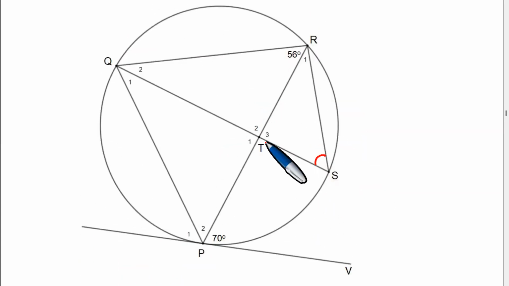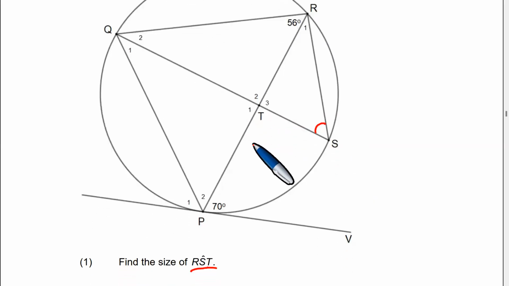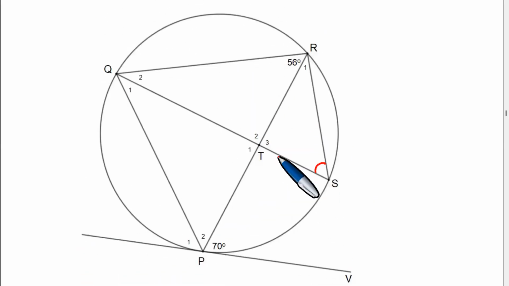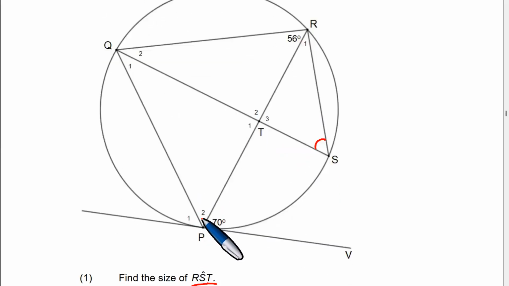The angle they want, RST, which is that one there, you can see that is equal to other angles in the shape. Like RST is also equal to what? Right, it's also equal to angle P2, for example, because of angles in the same segment. So in mathematics, obviously, you observe that therefore this angle is equal to that angle there.